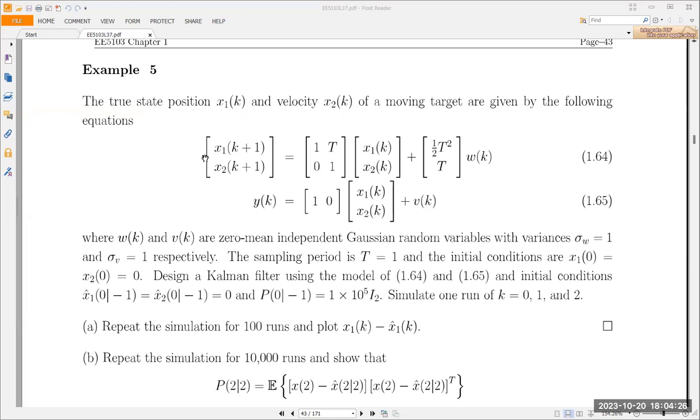All right, because ultimately the command filter will be an algorithm. You need to run it on the computer. Every sample, if the sampling interval is 1 second, then you have to run it one time every sample. So this would be the model of the plant as well as the command filter. And all the numbers are given here. So simulate one run for k equal to 0, 1, and 2.